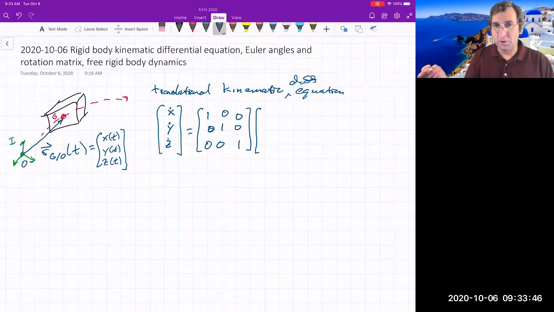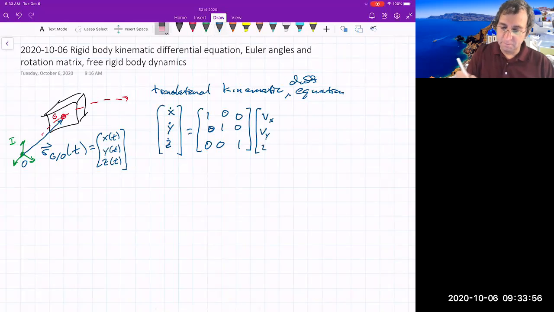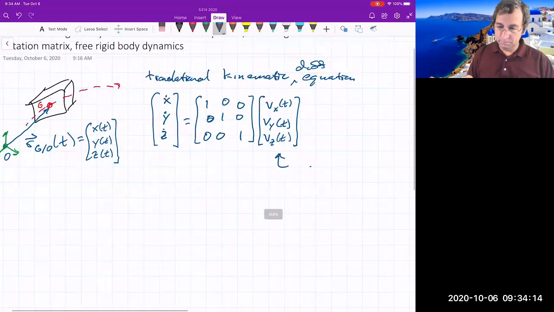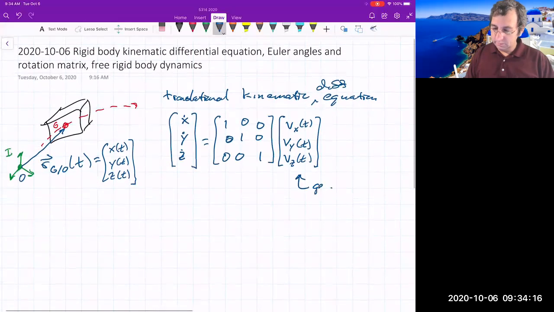So here we'd be solving an ODE which has x dot, y dot, z dot on the left-hand side. And on the right-hand side, we've got the x velocity, the y velocity, and the z velocity as a function of time. You would get how these evolve from the translational dynamics, so from Newton's equation. So we'd get these from the dynamics.